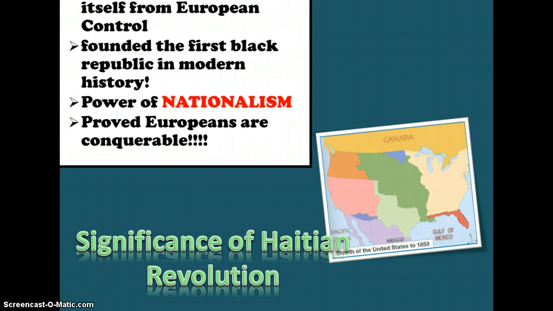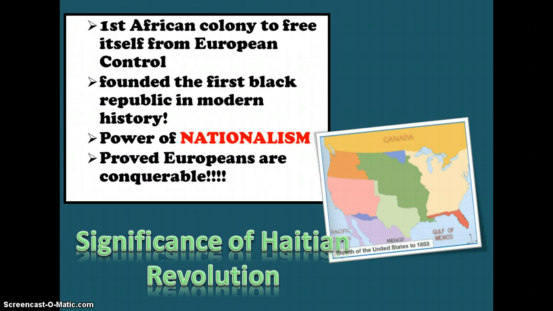This revolution is the first one in Latin America and is most significant because it sets up the first black republic in modern history. This, again, was the first colony to free itself from European control. It was a predominantly African colony, and this nationalistic fever that spread through the slave population, through the leadership of educated men who had never been enslaved, like Toussaint L'Ouverture, really proved to be more powerful and were able to conquer the Europeans.